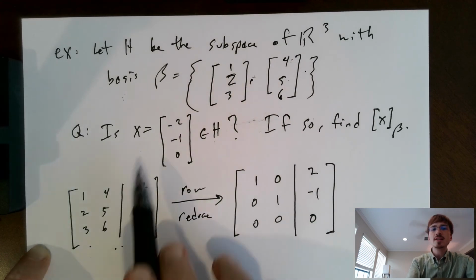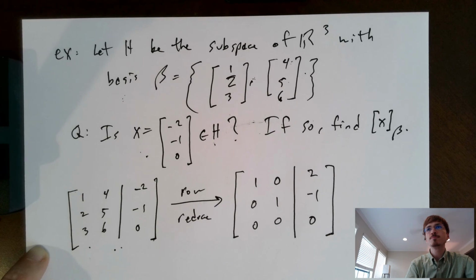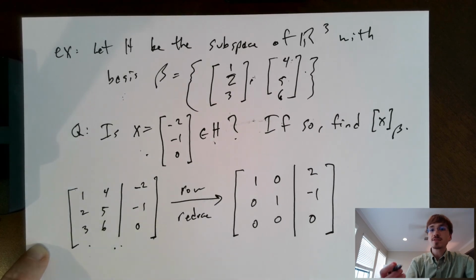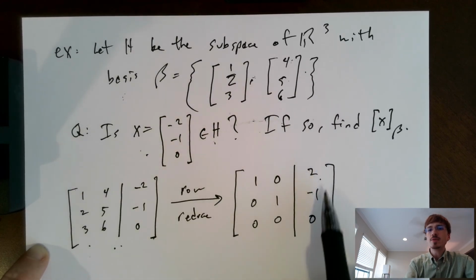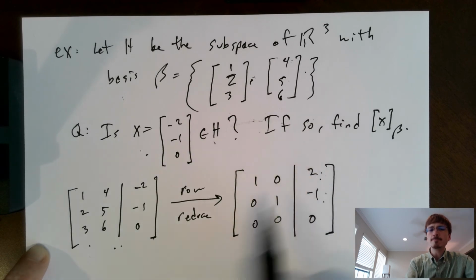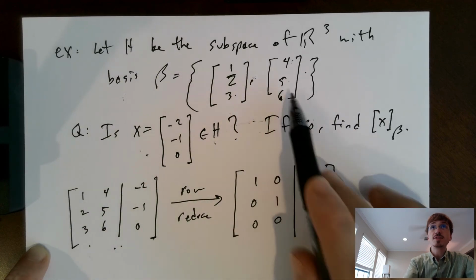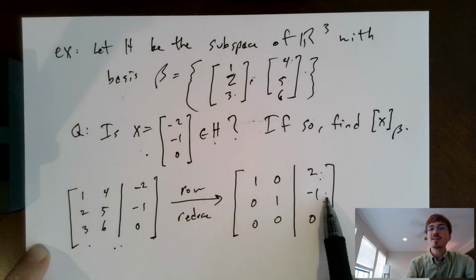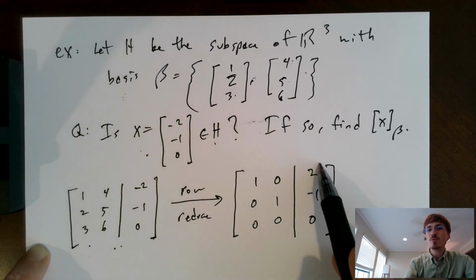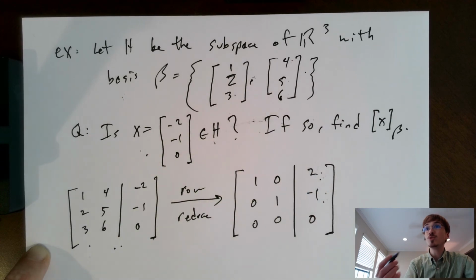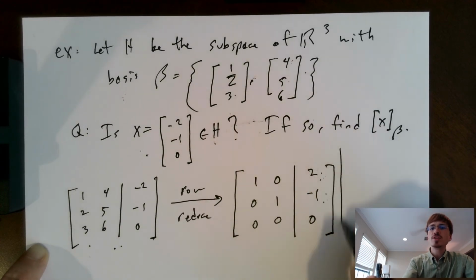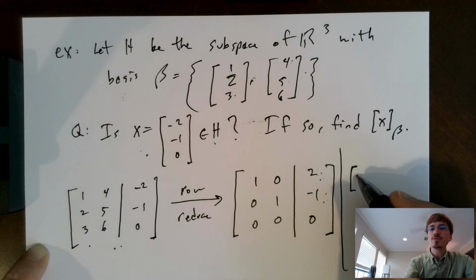So, is x in H? Yes, because we have now found the numbers such that this vector times 2 plus this vector times -1 gives you the vector that we wanted, right? We've now solved the equation. But more than that, what do we have? What are the two numbers 2, -1? Those are our coordinates. So this strategy also gets us the coordinates for free.